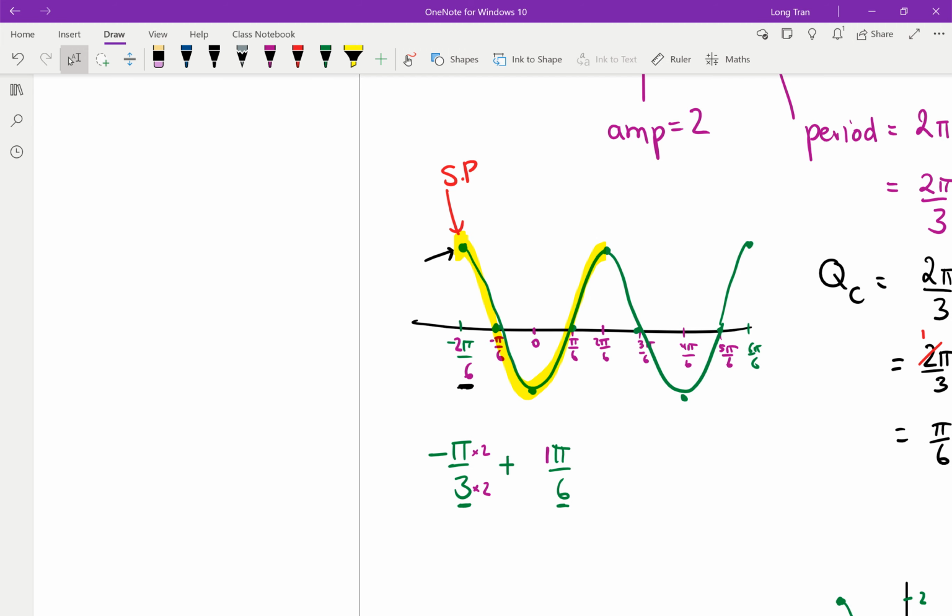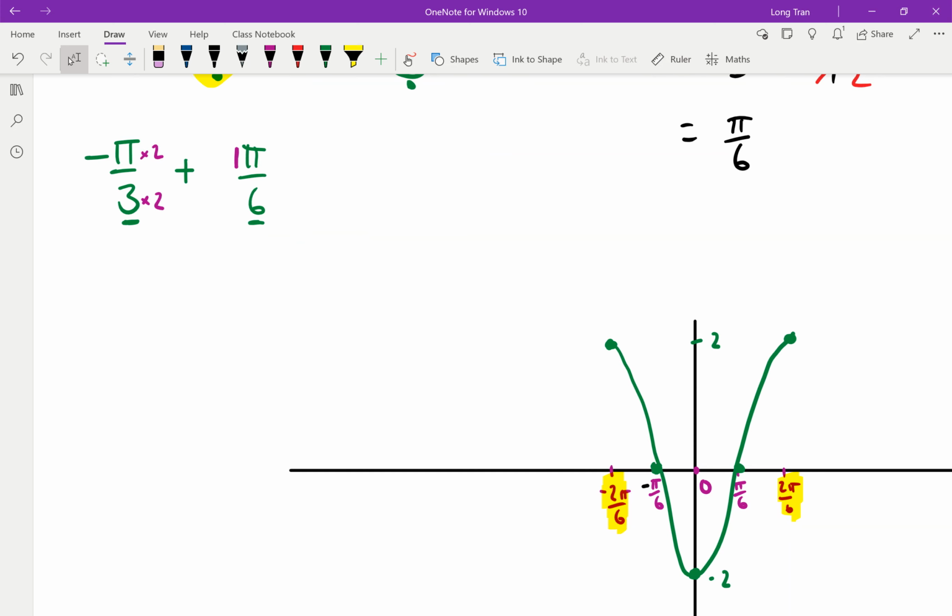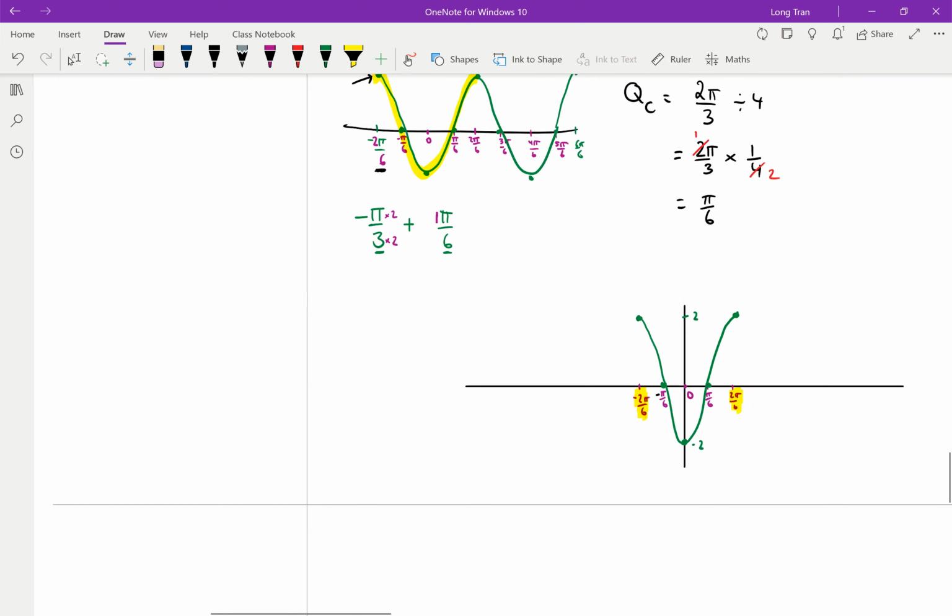Okay, if you move it up and down, it only changes the amplitude. That's all it does. Instead of, say, if I move the graph up by 1, instead of 2, it's now 3. Instead of -2, it is now -1. That's the only difference. Okay, and obviously the x-intercepts will change if you shift it up. And that's why you have to calculate the x-intercept. So that's the next challenge.